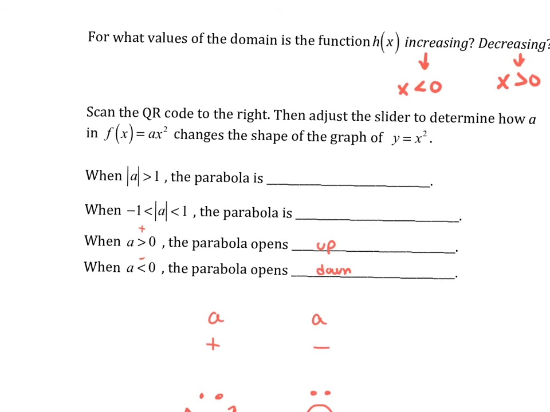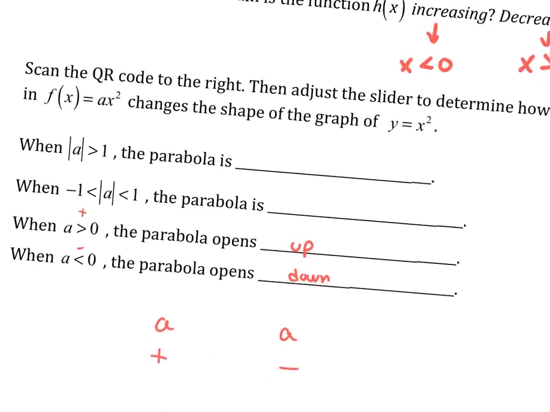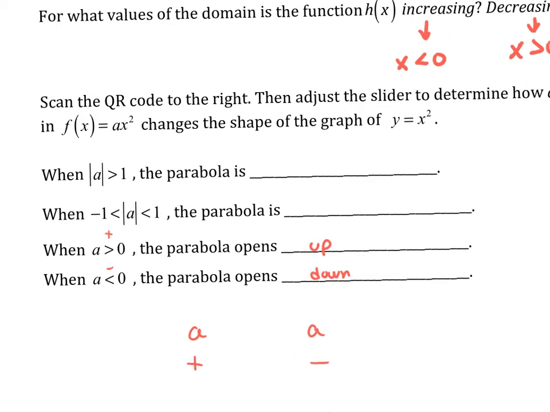Next, what about when the absolute value of A is greater than 1? And the extremes we showed you of that were when it was 10 and negative 10, for example. Well, notice what happens is that the parabola is more narrow. But what happens when we get into numbers like this? So, for example, we had 0.4 and we had negative 0.4. What do we know? Well, it turns out it's more wide, or wider.